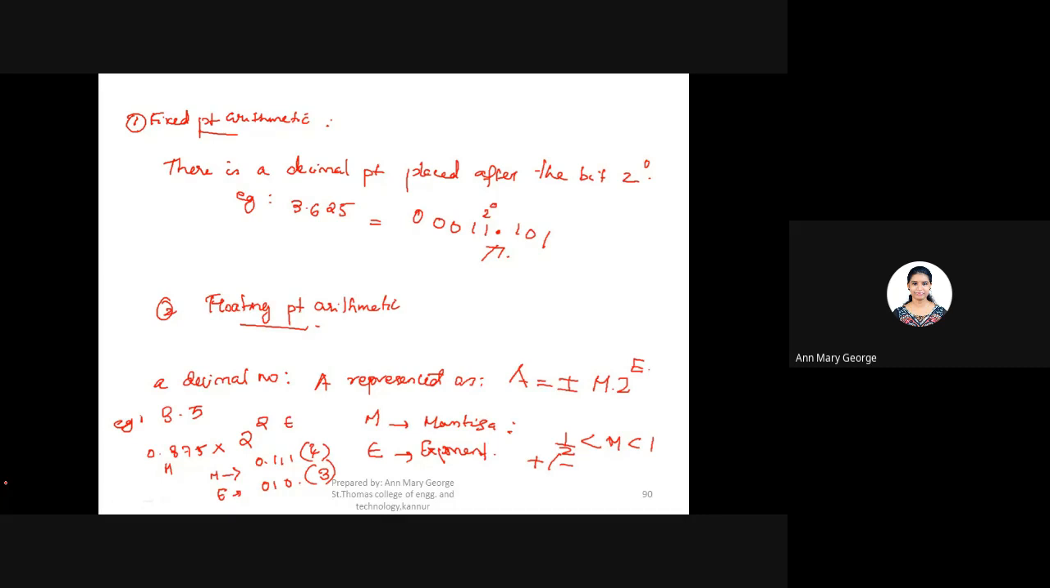And this fixed point arithmetic, normally this is used, and floating point is considered for the FFT and convolution. Normally, fixed point arithmetic is used to represent the numbers, and for floating point, normally we use FFT and convolution.